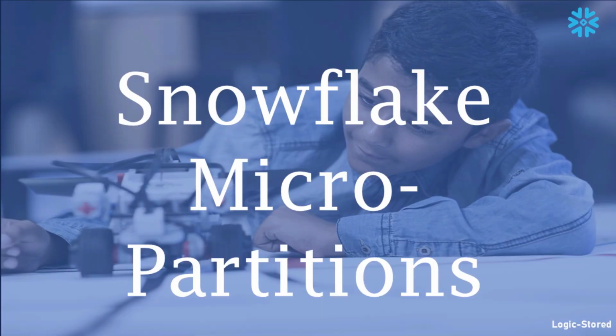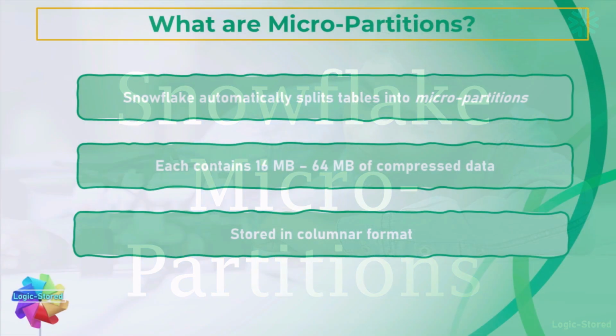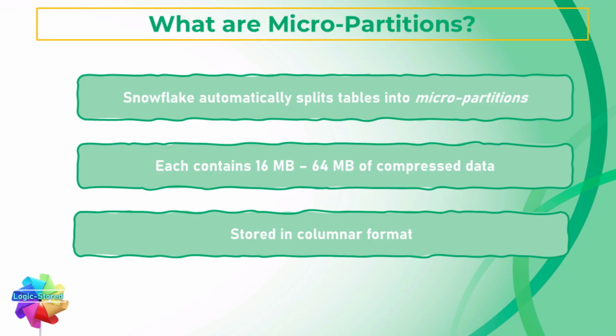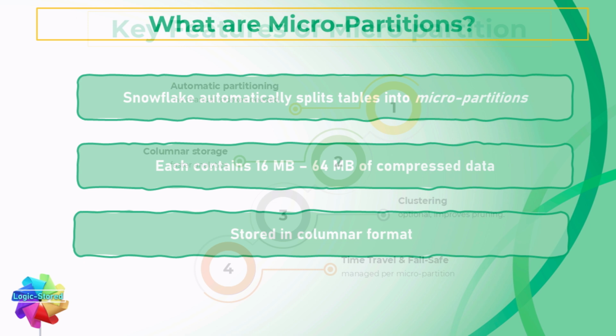In today's session, we are going to talk about something very important in Snowflake: micro-partitions. In Snowflake, data is not stored as big flat files. Instead, it's broken down into tiny storage blocks called micro-partitions. Each micro-partition holds about 16 to 64 MB of compressed data and stores it column-wise. That means faster reads, better compression, and smarter query performance.